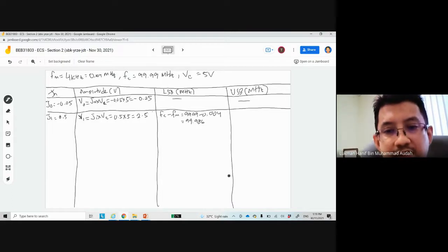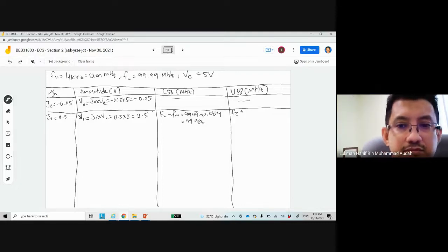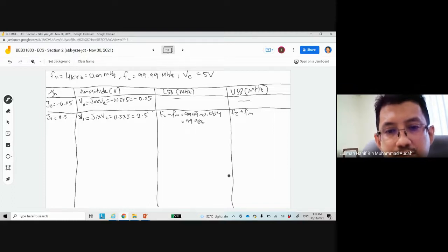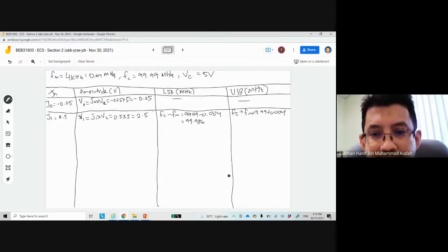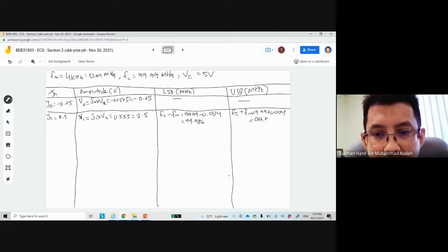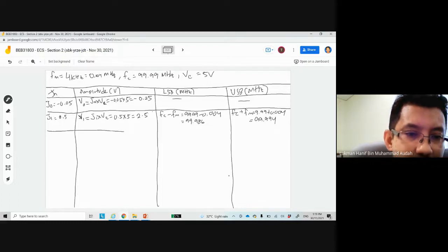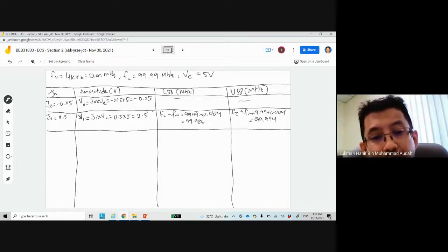And here is FC plus FM. So this is equal to 99.99 plus 0.004. This example is a bit troublesome. So this is equal to 99.994. And then from here you can just put in the numbers directly.